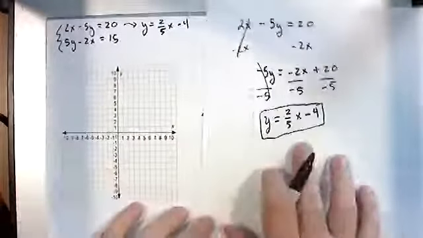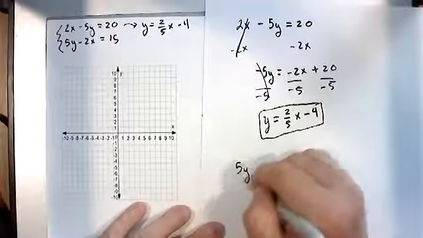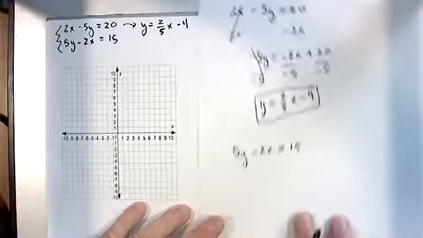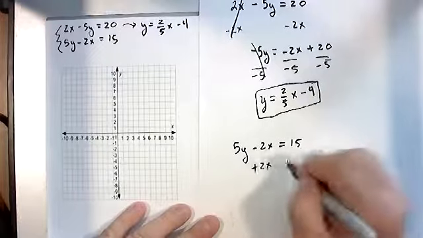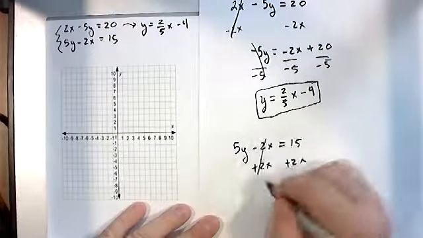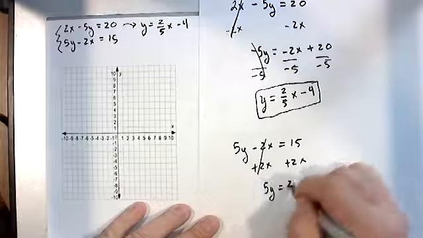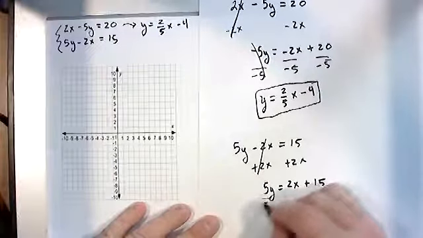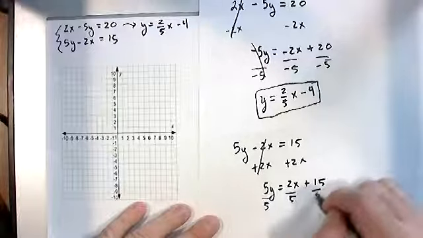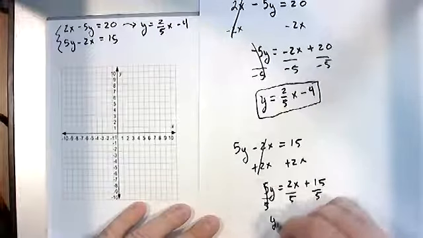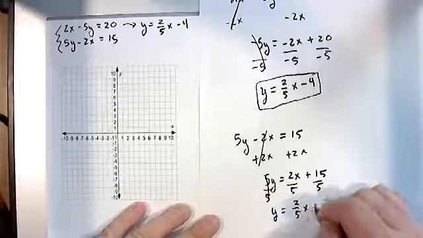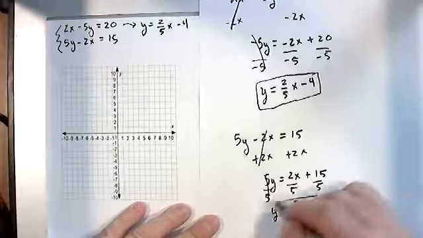The other one was 5y minus 2x equals 15. Same kind of idea here. I'm going to add 2x to both sides. So we got 5y equals 2x plus 15. I'm going to divide by 5 to all things, all pieces, all sides. So we got y equals 2/5 x plus 3. And that's what that one turned into.